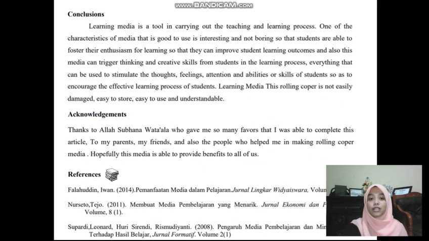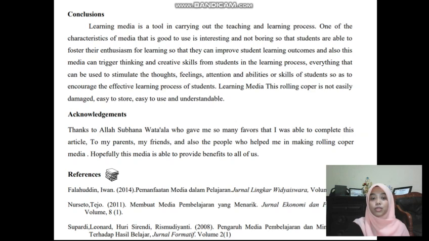So the conclusion is learning media is a tool in carrying out the teaching and learning process. One of the characteristics of good media is that it is interesting and not boring, so that students are able to foster their enthusiasm for learning and improve student learning outcomes. Also, this media can strengthen thinking and creative skills of students in the learning process.